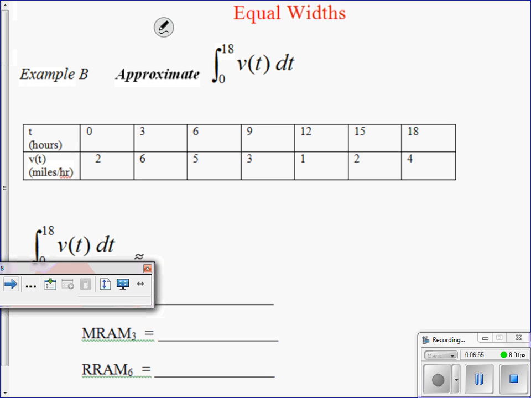For a midpoint sum, you use the y coordinate at the midpoint of each subinterval. They can never ask you to use as many rectangles for a midpoint, so you always want to watch out for that. We're going to do an example right now.